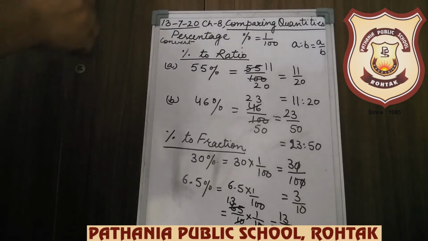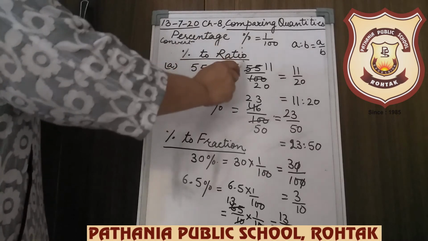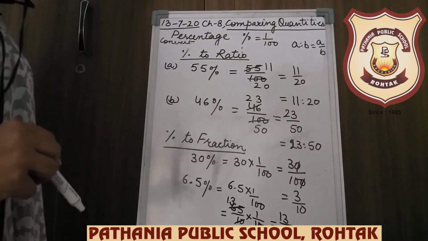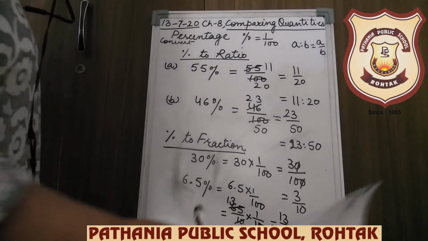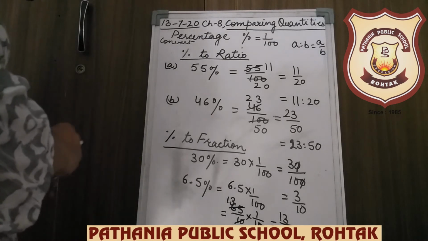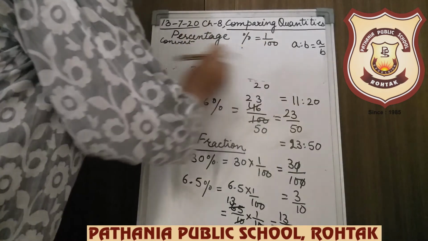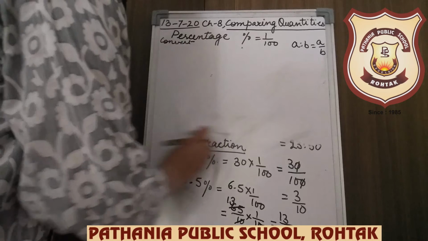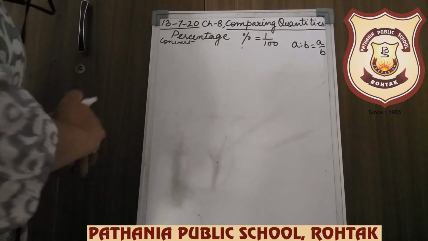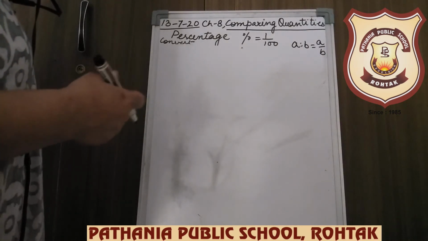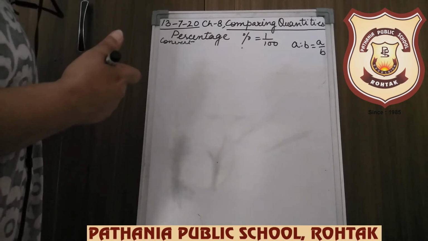So we have done 3 conversions: percent to decimal, percent to ratio and percent to fraction. I hope these 3 things are clear. Now there is an example in your book which says how to find the percentage of children who like Indian classical music and Western classical music.